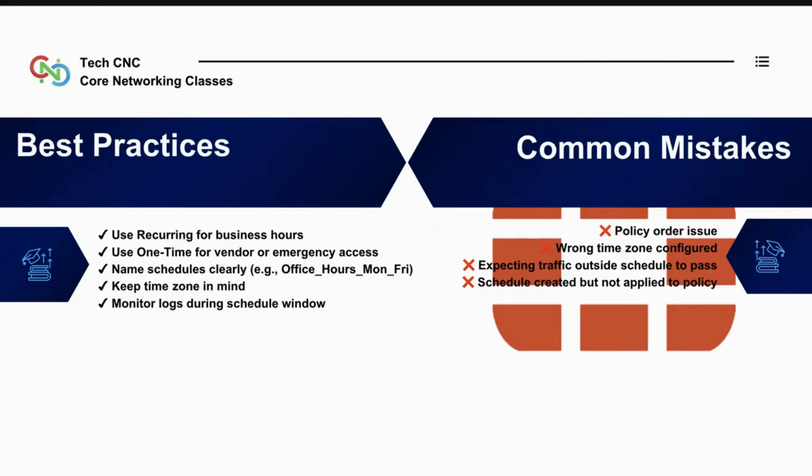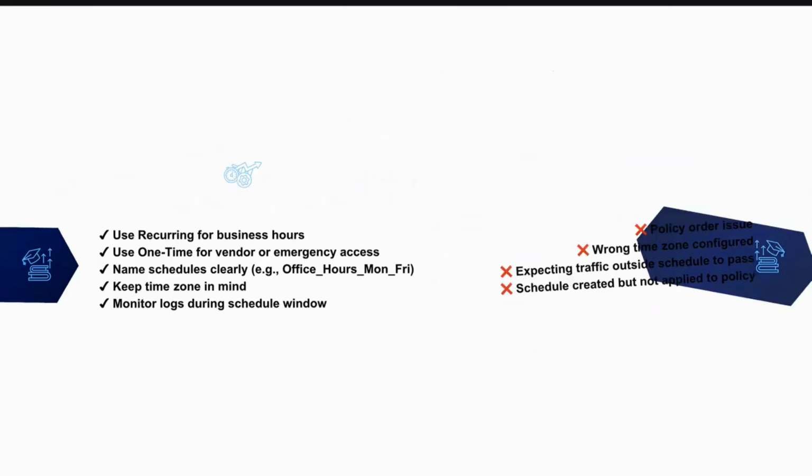And what common mistakes do we make? Policy order issues, definitely that sometimes happens. Wrong time zone configured. As we discussed, we use one time zone in the policy, but the device itself has a different time zone. Then you will see, oh, that's not working. So the time zone also has to be verified, right? Expecting traffic outside the schedule to pass, no, that should not be. Schedule created but not applied to the policy. Sometimes we create multiple schedules, use common names, and have not applied them. These are common mistakes we have to take care of.